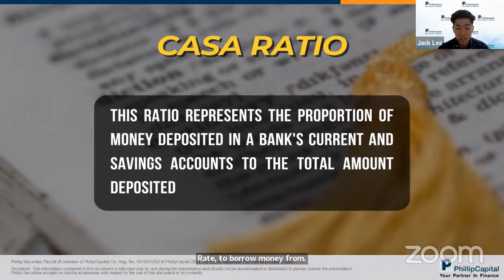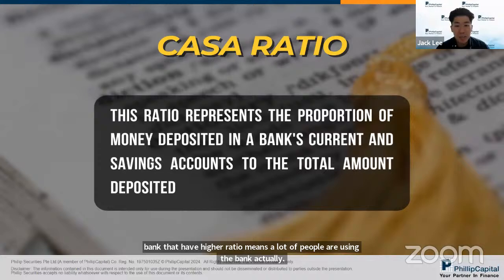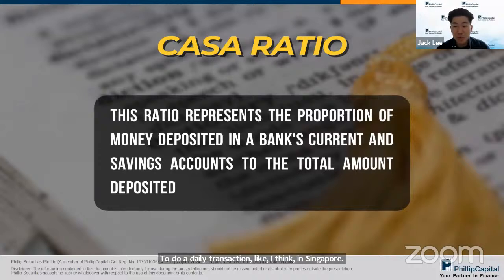A bank that has a higher CASA ratio means a lot of people are using the bank actually to do daily transactions. Like I think in Singapore, more people use DBS because everywhere has DBS and the ATM is very convenient. So the CASA ratio for DBS definitely will be higher than other banks like OCBC or UOB.